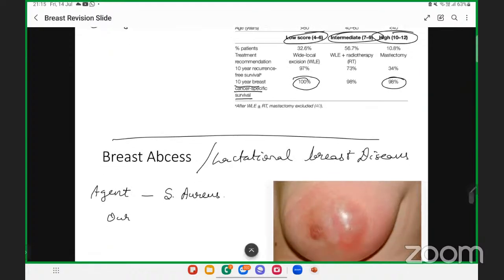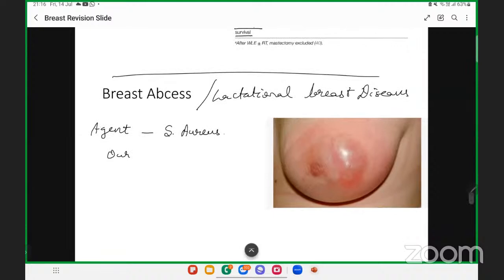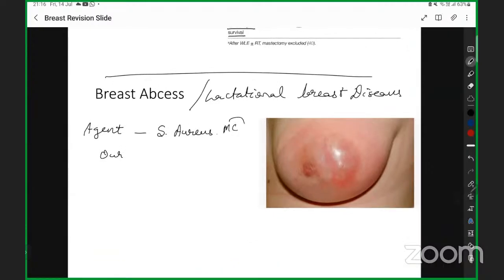First we are going to see breast abscesses. So what is a breast abscess? We also call it a lactational breast disease. The main agent causing this breast abscess is Staphylococcus aureus. We can call it the most common organism that causes breast abscess.